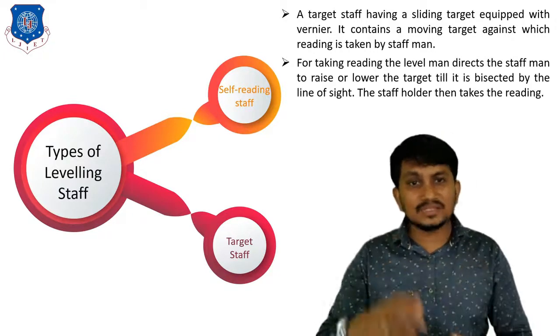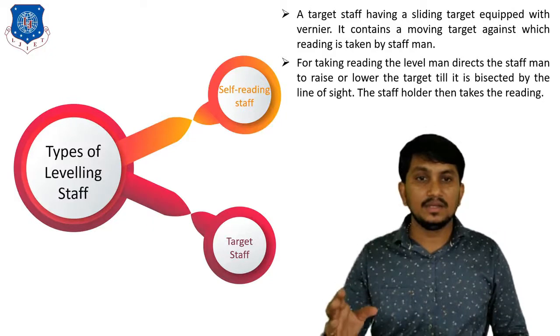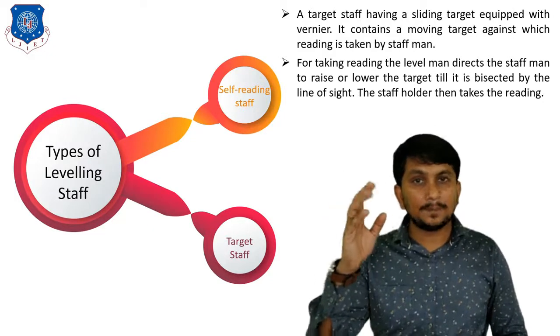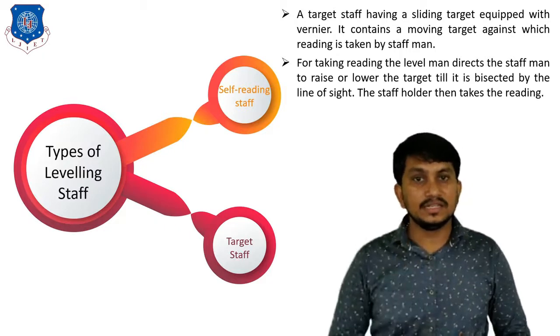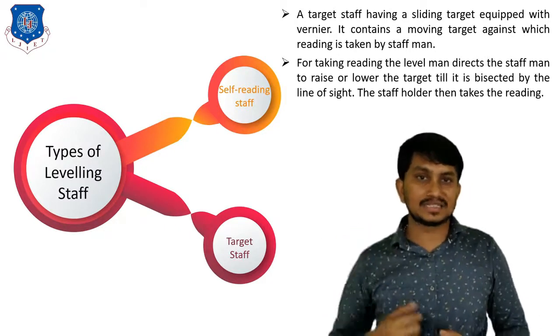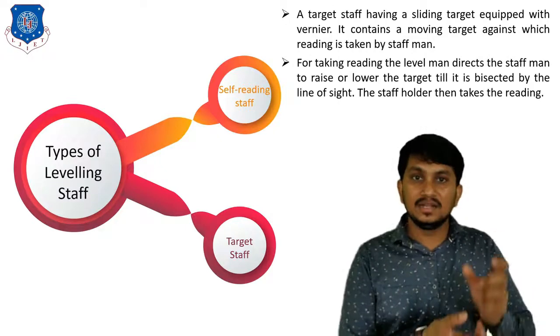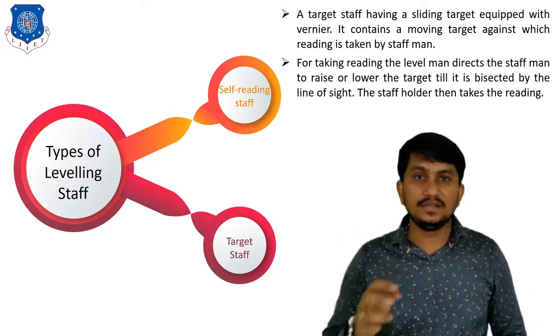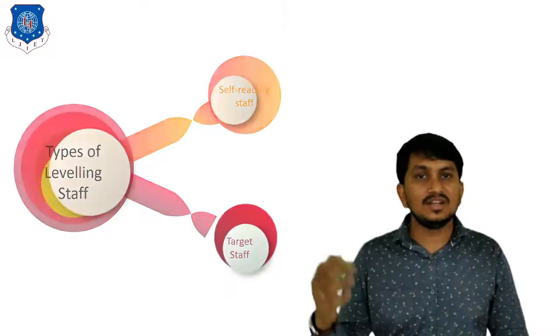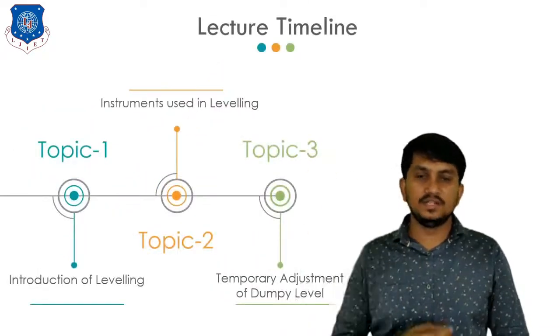What is the difference between self-reading staff and target staff? In self-reading staff, a person who is standing at the dumpy level or leveling instrument takes the reading, while in target staff, a person standing at the leveling staff takes the reading. This is the difference between self-reading staff and target staff. That's all about instruments used in leveling.